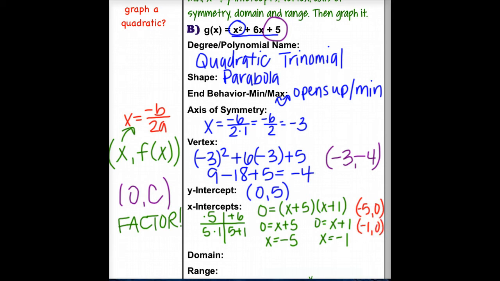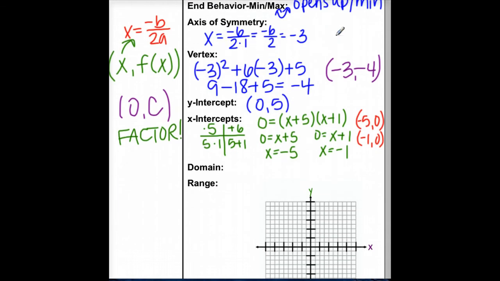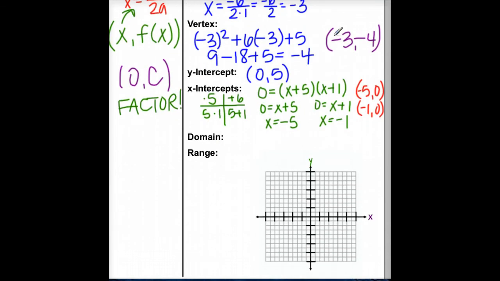Finally, go back to our good old domain and range. Our domain is going to still be all real numbers, and our range, I see here that my vertex has a y value of negative 4. Therefore, my range, because it opens upward, is greater than or equal to negative 4.